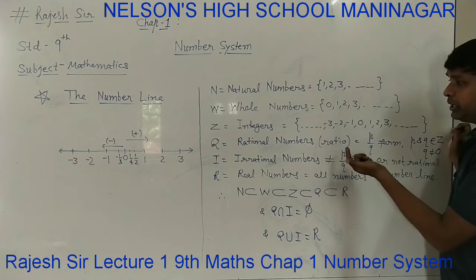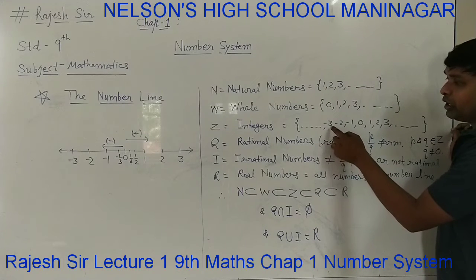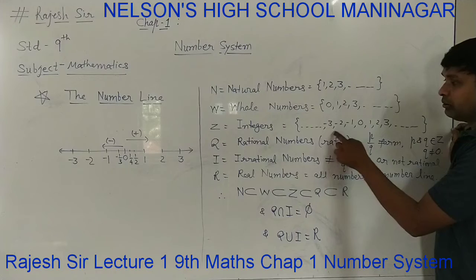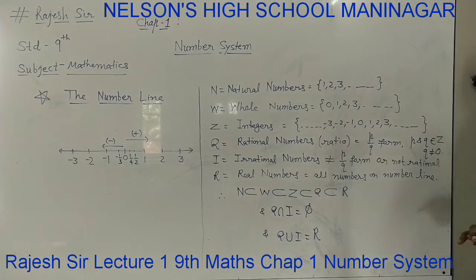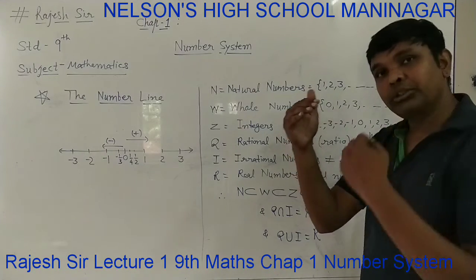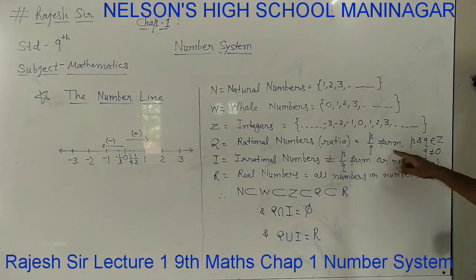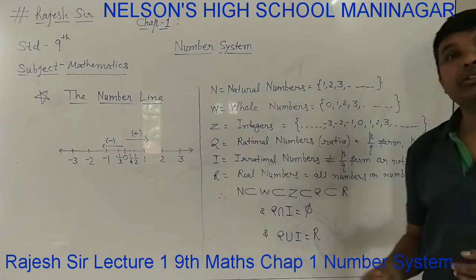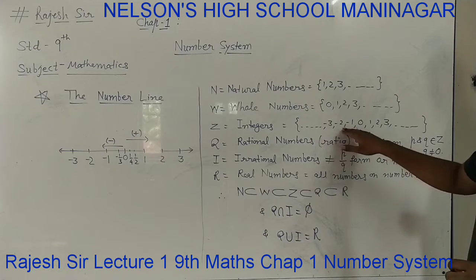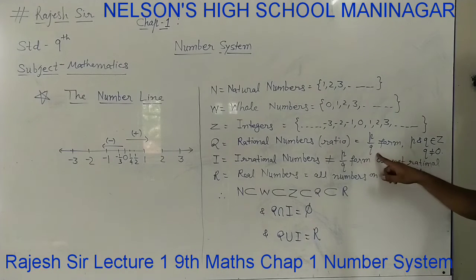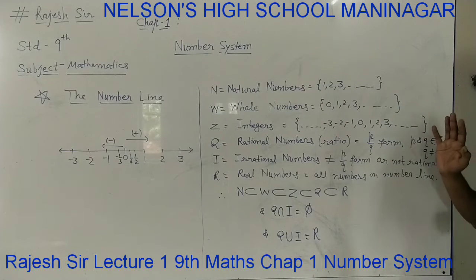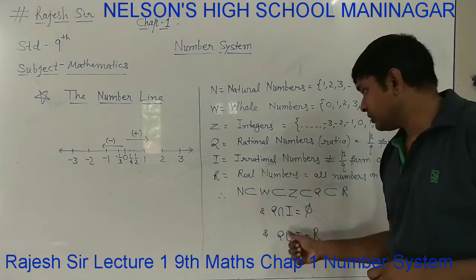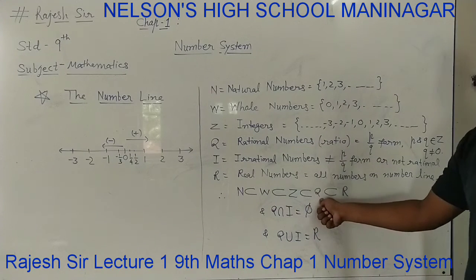Why? Where is the P form only, P upon Q? Taking 1 upon, minus 3 upon 1, minus 2 upon 1. In every integer, we can take 1 in the denominator. What is the condition here? We cannot take 0, but other numbers we can take. And you also know that if we write every integer upon 1, it doesn't change its value. So if we take the integer upon 1, it will be in the form of P upon Q. So every integer comes in Q also. That's why it is written here Z is a subset of Q.